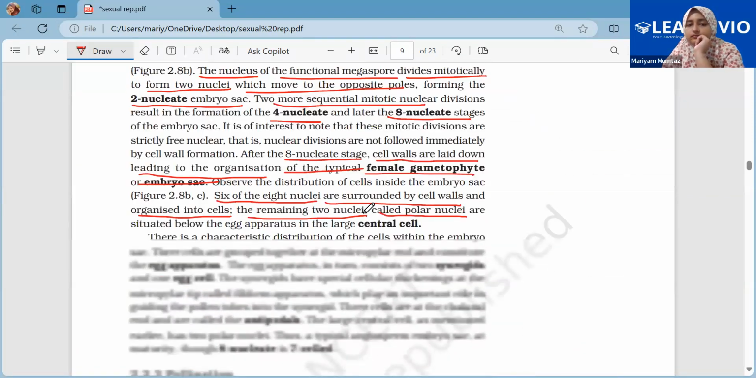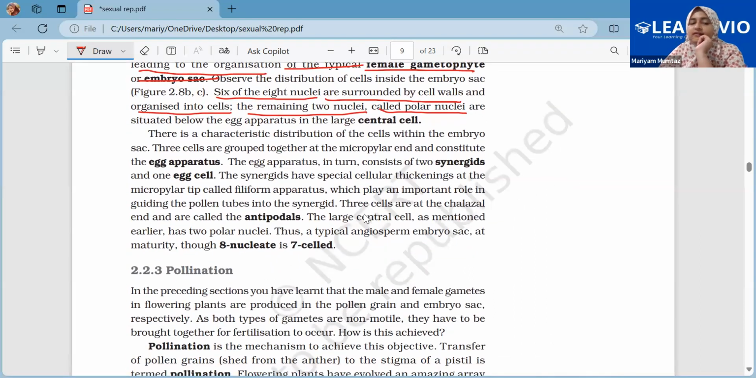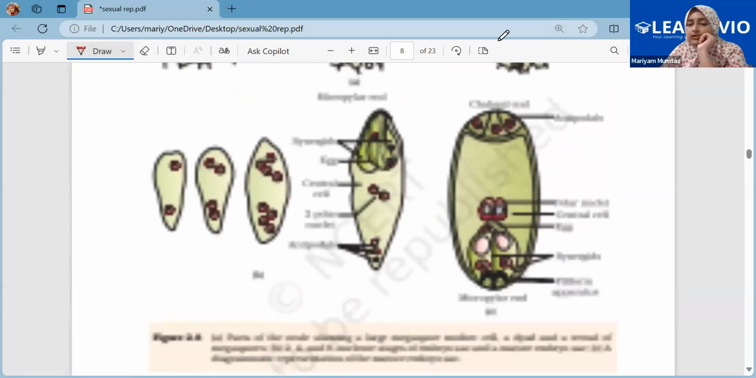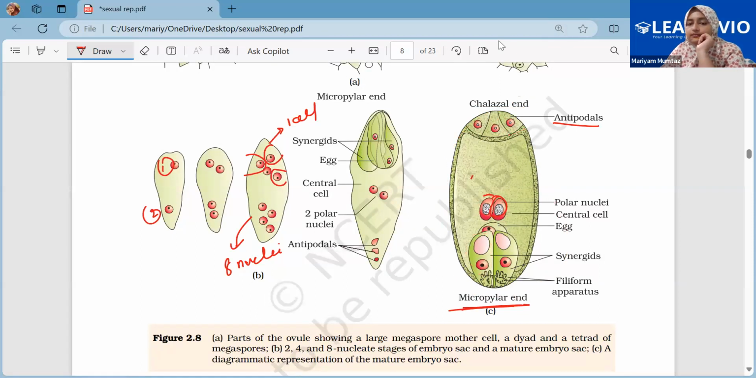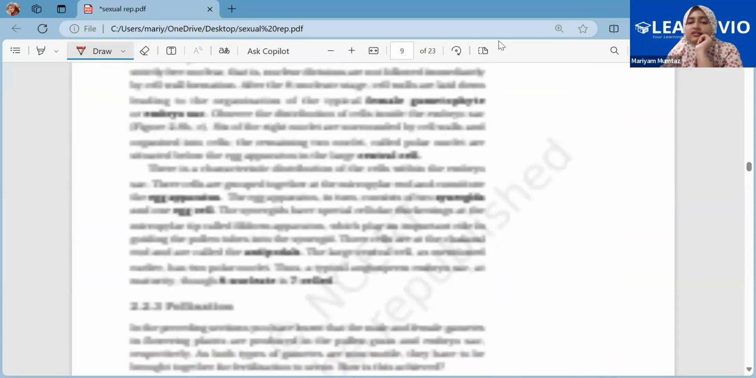Because of this very reason, the mature angiosperm embryo sac is known as 8 nucleated and 7 celled. Why? See here: 1, 2, 3, 4, 5, 6, and this whole entire 7. 7 cells are there, and then 8 nuclei are there: 1, 2, 3, 4, 5, 6, 7, 8. So 8 nuclei, but 7 cells. This is a very characteristic feature.